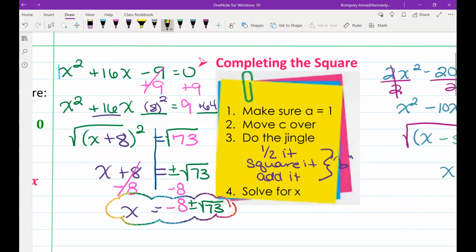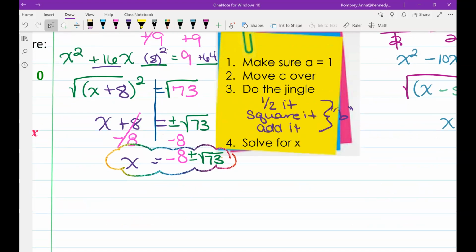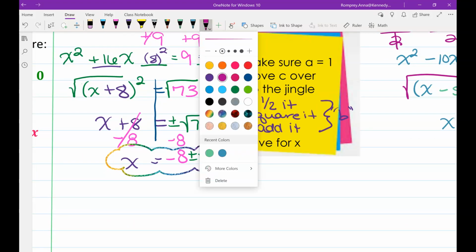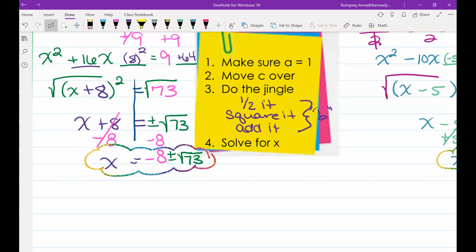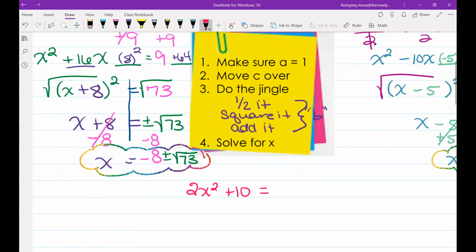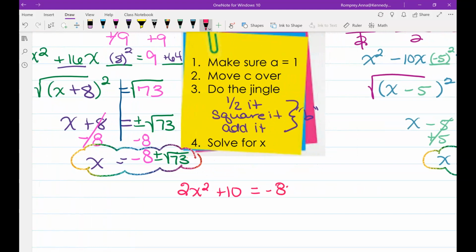Okay, so there's one more question. It is 2x squared plus 10 equals negative 8x. I would love for you to try and pause the video and try this one on your own to see if you can get it. And if you get stuck somewhere, then unpause, but try it on your own first.